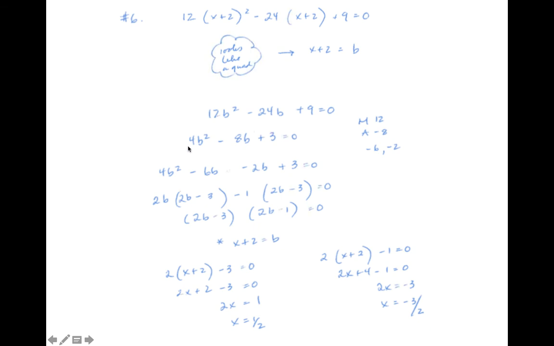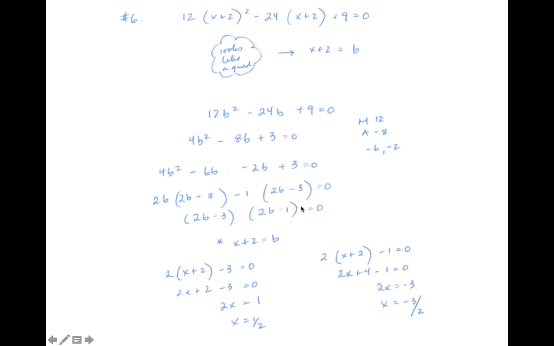Now, I first got rid of the 3 by dividing everybody by 3, and then I looked for two numbers that multiplied to be 12 and added to be negative 8, and they were negative 6 and negative 2. And then I factored by grouping, and found that my factors were the following.